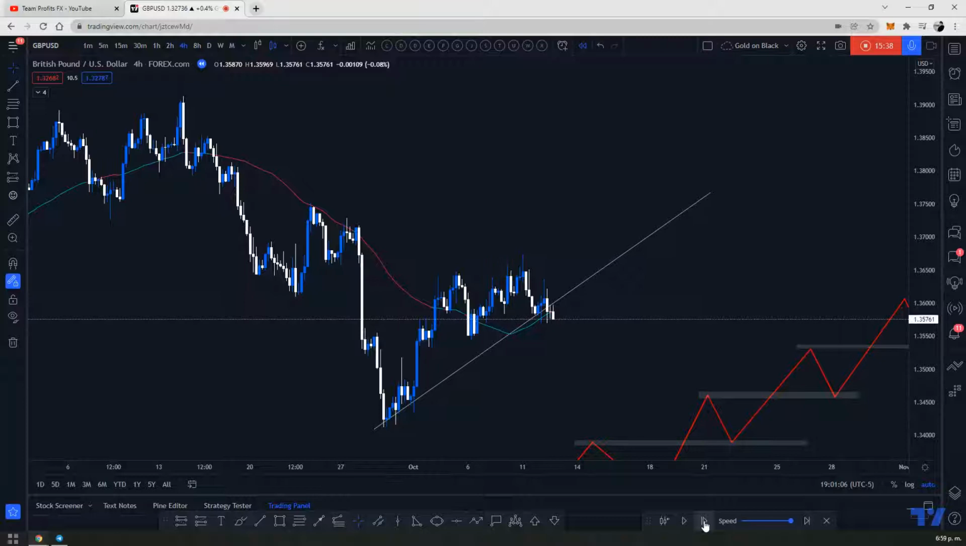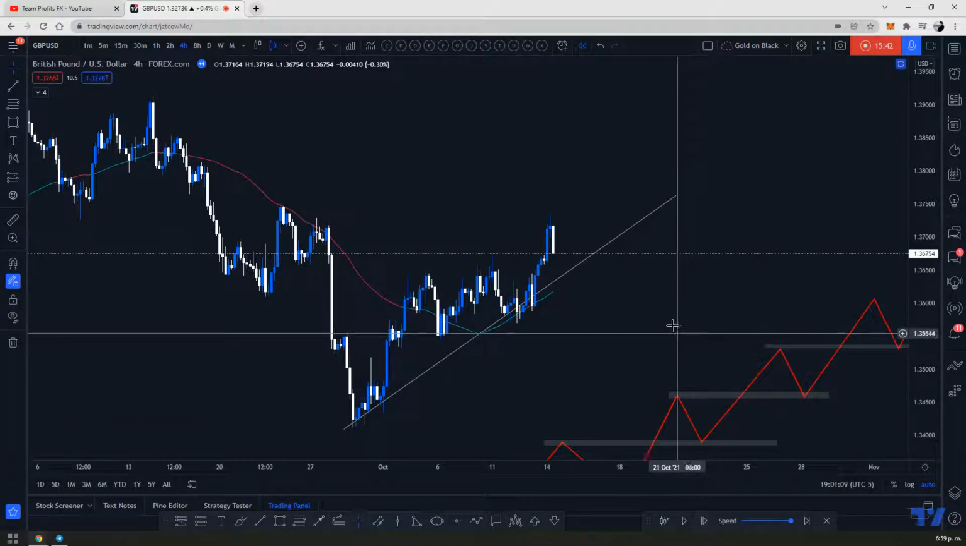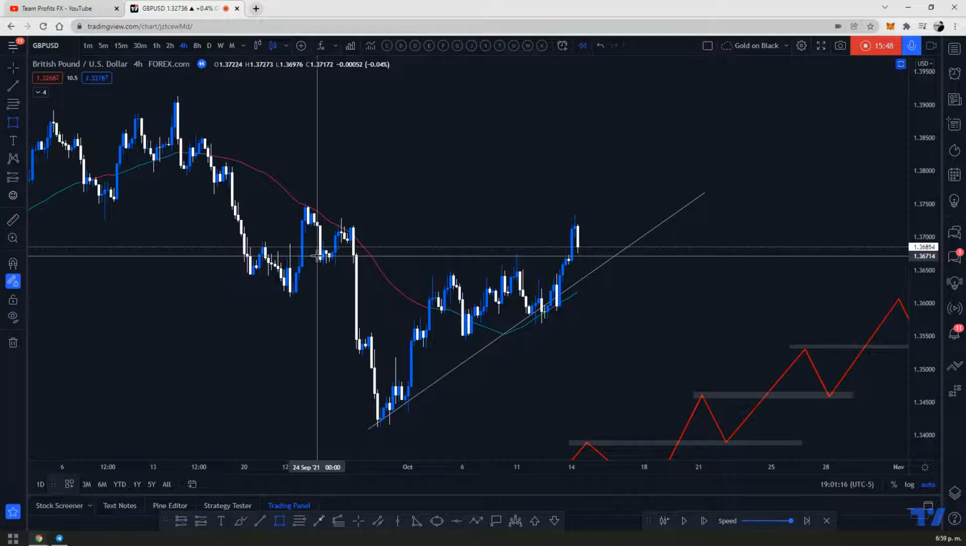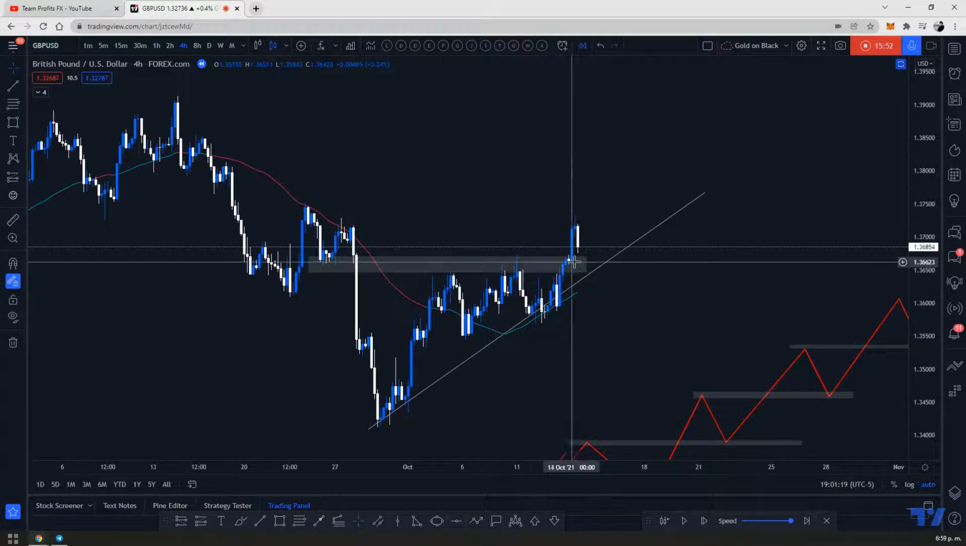So let's see what the market is gonna do. All right, showing rejection. Okay, now price is pushing. I'm not going to be getting into the market. I'm just watching right now and watching price structure, what the market is telling me right now. There is a nice resistance right here.